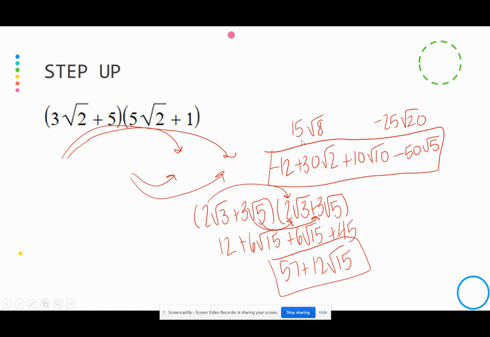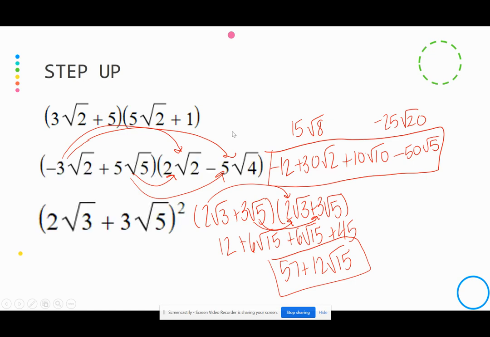Now we look at this problem, the second one I did, and then I did the third one as well. We distribute negative 3 square root of 2 with 2 square root of 2. So negative 3 times 2 is negative 6. Square root of 2 times square root of 2 is 2. So negative 6 times 2 is negative 12.